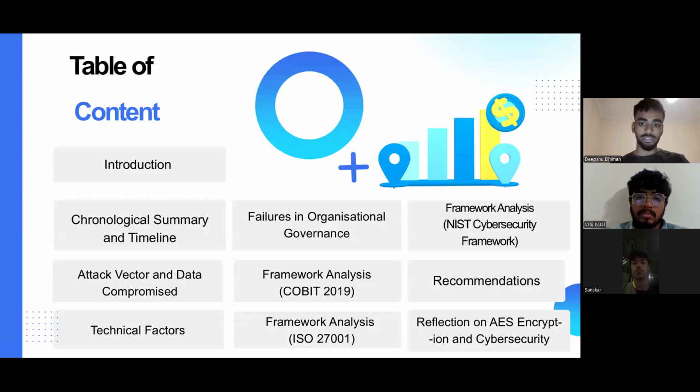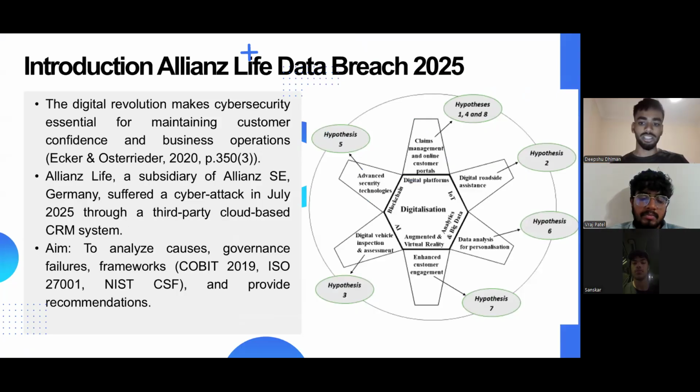And moving on to the introduction, the intention of our presentation is to investigate the cyber incident with specific focus on technical and governance aspects, the causes of the cyber incident, the frameworks utilized, and to provide actionable recommendations in order to increase cybersecurity resilience for future incidents.